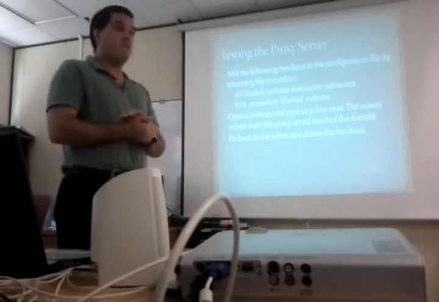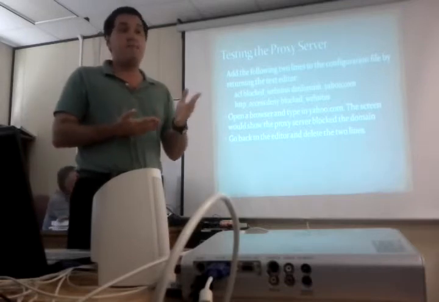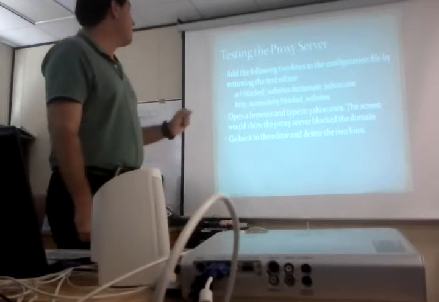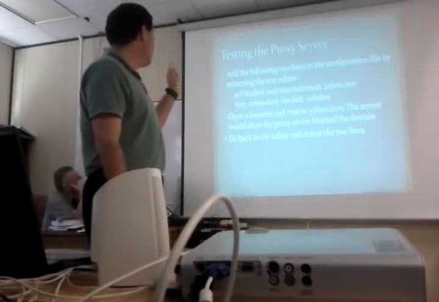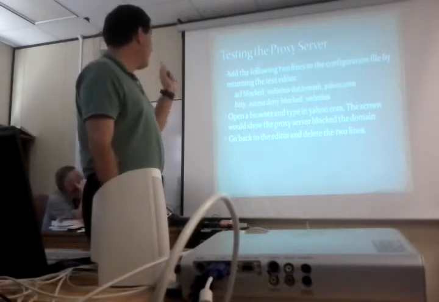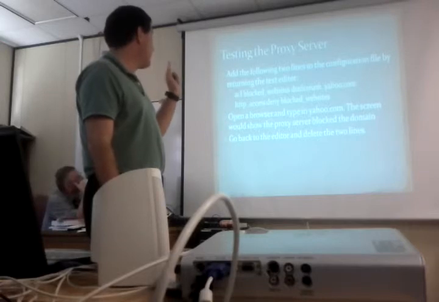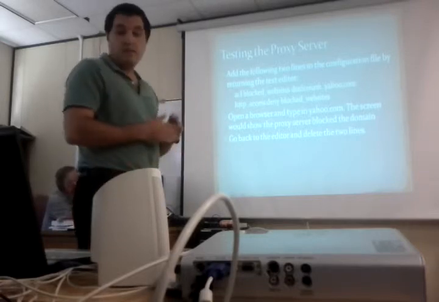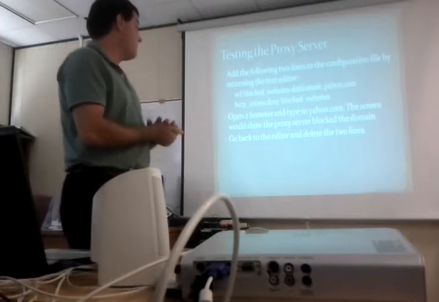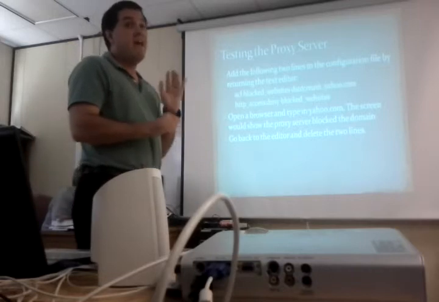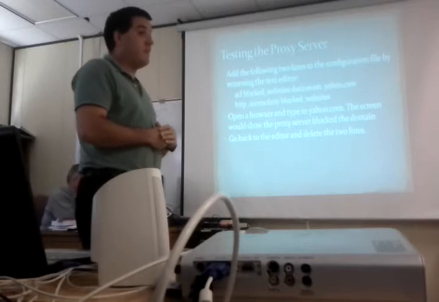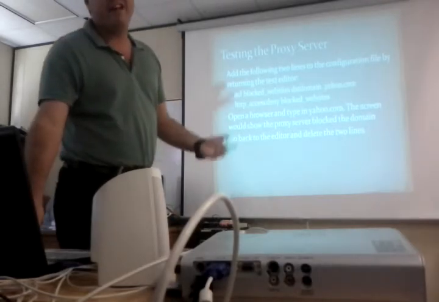And then after that, my lab assistant and I decided to test it. And so what we did was we added 2 lines to the configuration file: acl blocked_websites dstdomain .yahoo.com, and then http_access deny blocked_websites. And then we opened the browser, typed it in, and it said that the domain has been blocked. So that indicates our proxy server was successfully set up, and then we went back and deleted the 2 lines, and that's how we create a proxy server.